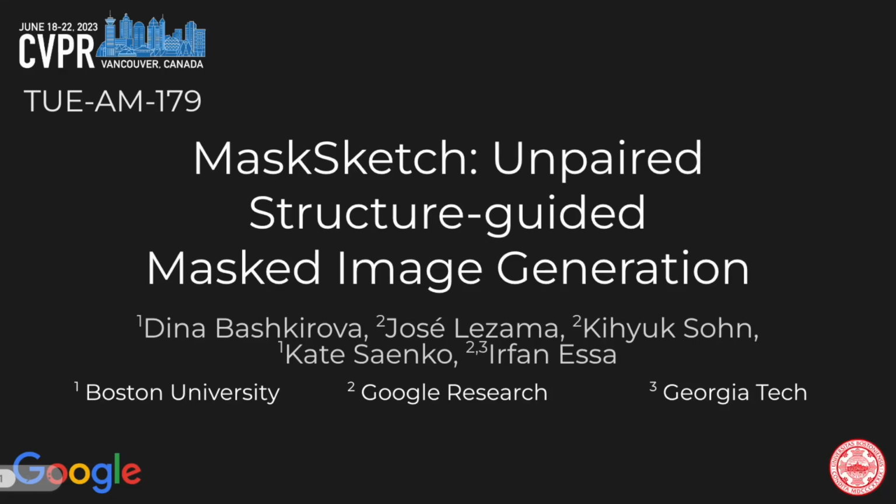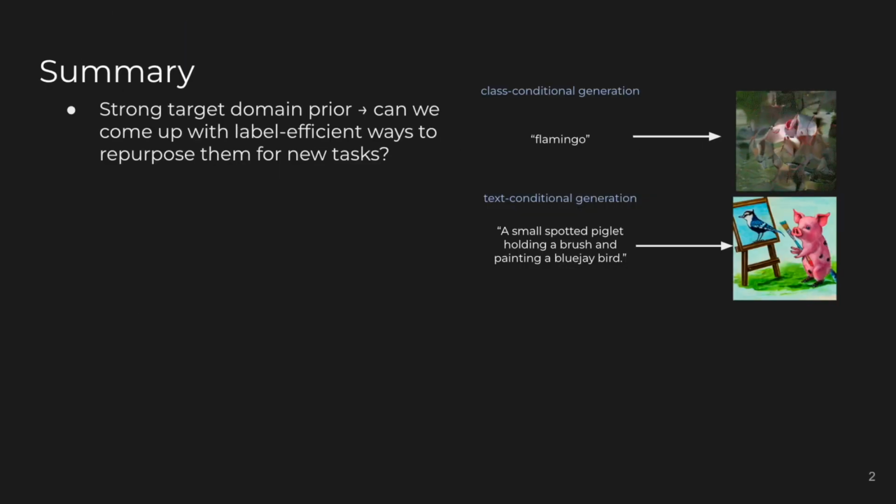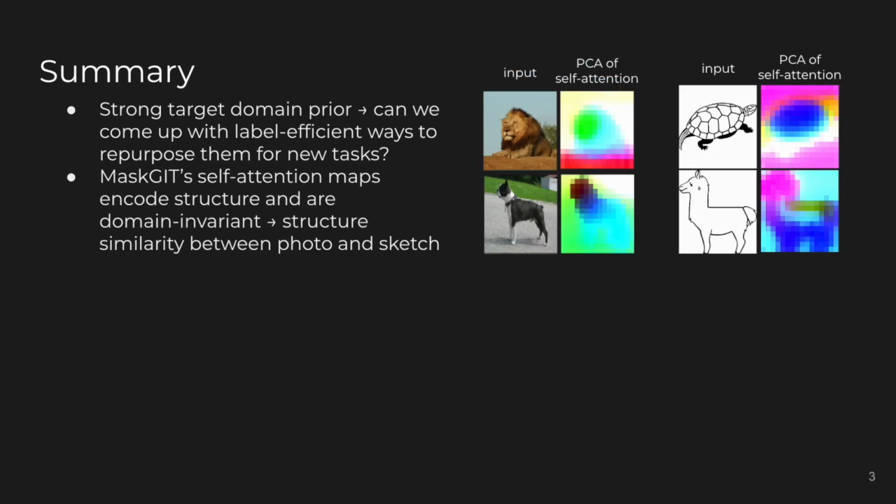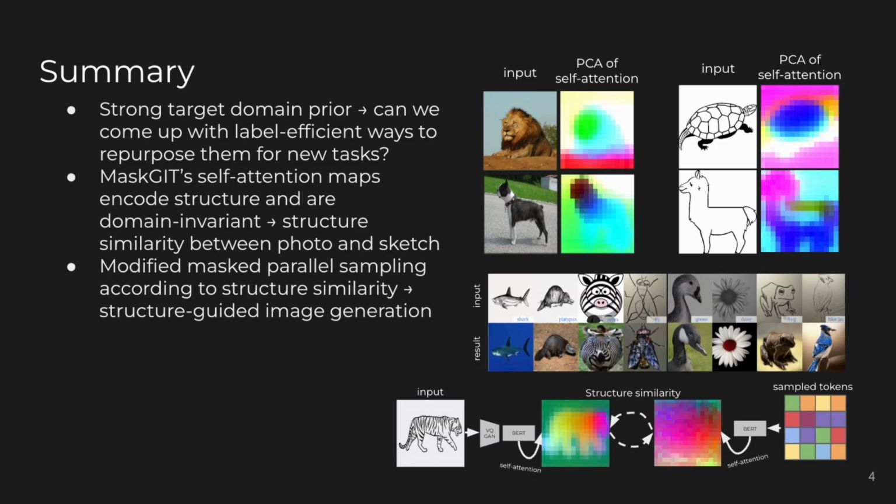We present MaskSketch for unpaired structure-guided masked image generation. In this paper, we answer the question, how can we use strong prior of the state-of-the-art generative models to perform high-quality image-to-image translation without any additional supervision? Our key observation is that self-attention maps of the state-of-the-art generative transformer, MaskSketch, encode structure for images of any domains, such as photos and sketches.